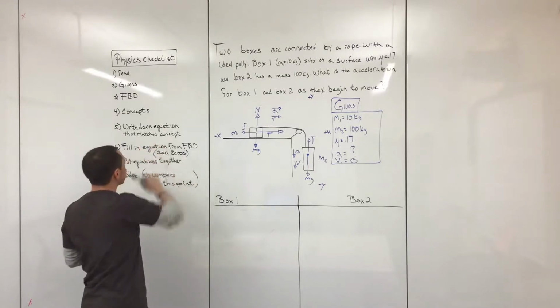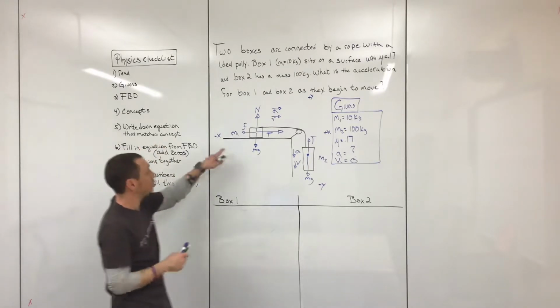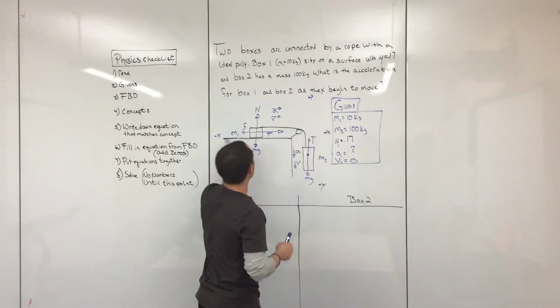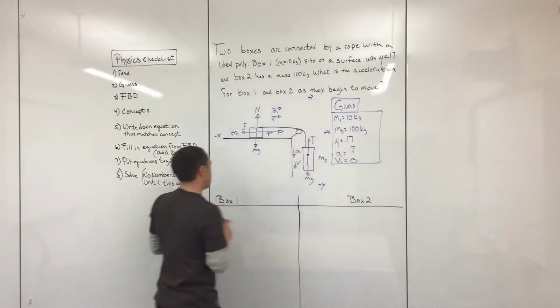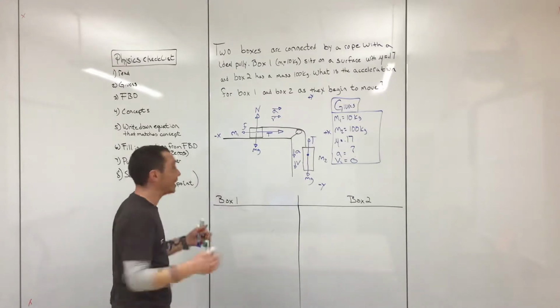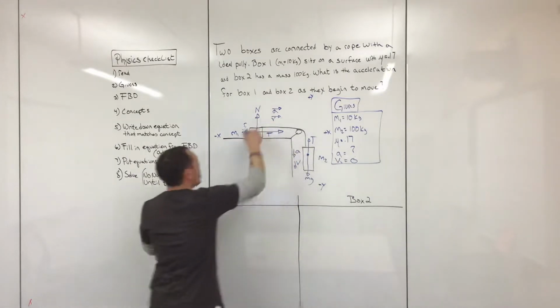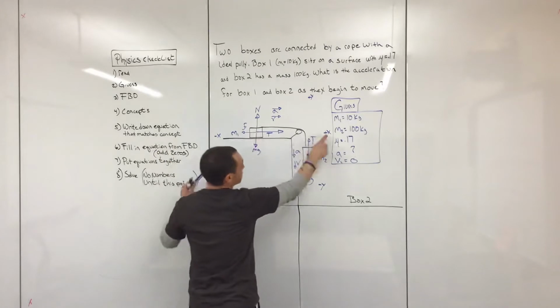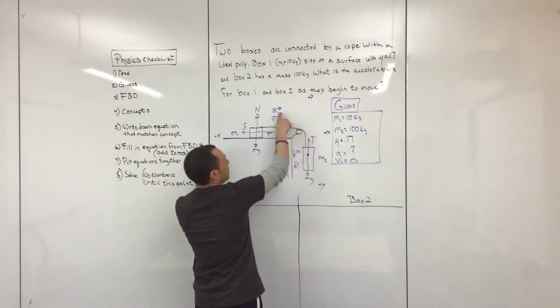So, all right, let's write down the equations that match the concepts, and we want to make sure we're associating them with the proper direction. We know box 1 has two forces. It should have a sum of forces in the Y and X, because it has forces in the X and forces in the Y.